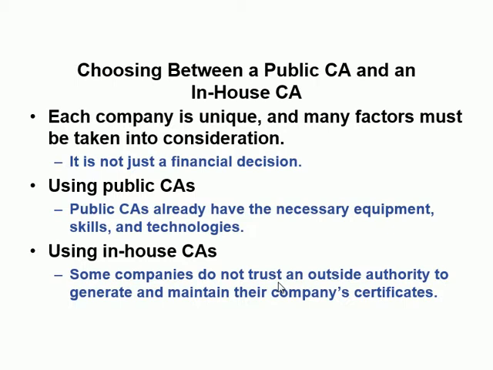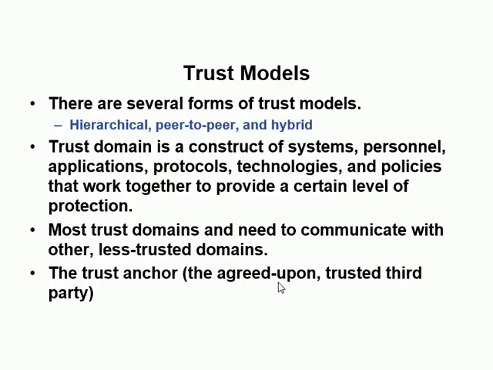How do we choose? Each company is unique. There are many factors. It's not just a financial decision, but generally you would use public CAs because they already have the necessary equipment, skills, and technologies. You would use in-house CAs if you do not trust outside authorities and you just want to keep that internal. Again, there are various reasons. I think for the most part, it's baked into Active Directory and Microsoft. So it's not hard to do it on your own, but it's something else that has to be managed and maintained inside your network.